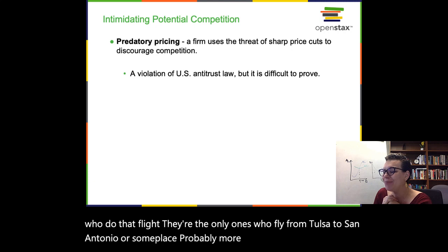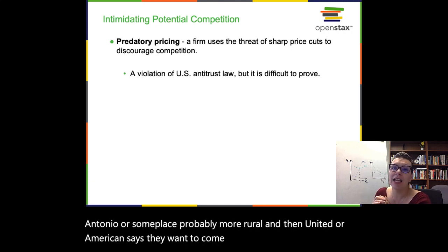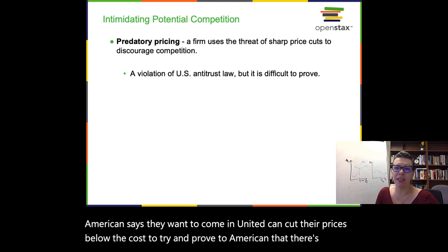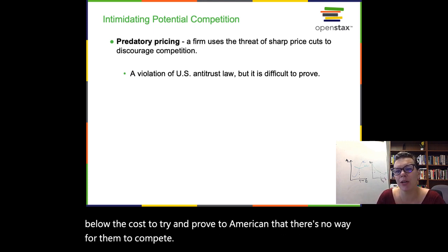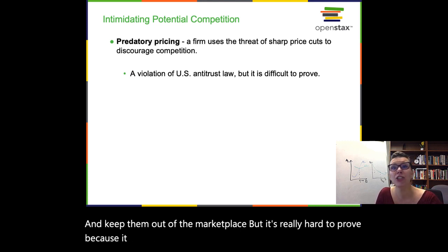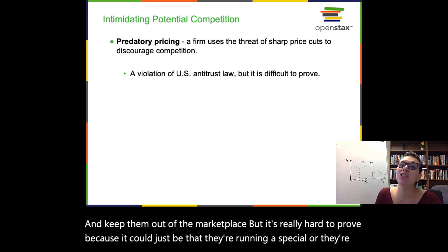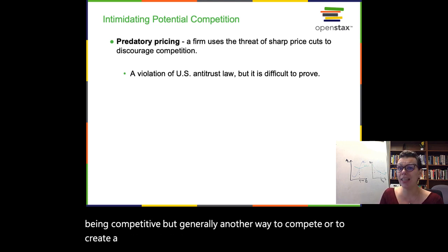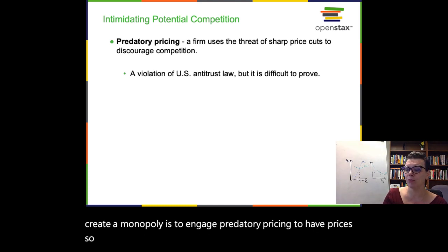And then American says they want to come in. United can cut their prices below cost to try and prove to American that there's no way for them to compete and keep them out of the marketplace. But it's really hard to prove because it could just be that they're running a special or they're being competitive. But generally, another way to create a monopoly is to engage in predatory pricing, to have prices so low that you scare other firms away.